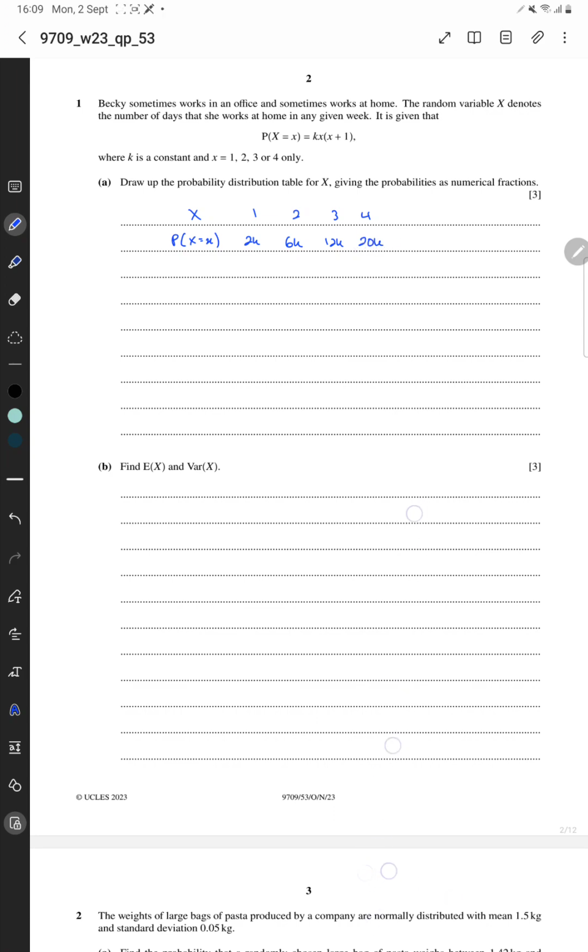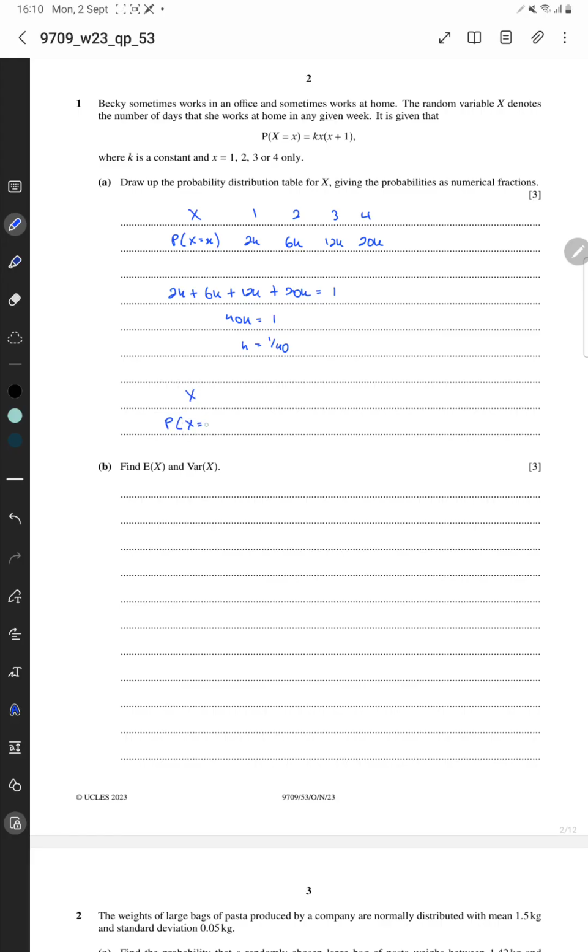Now we need to find k, and you know that the sum of these probabilities is going to be equal to 1. So therefore 2k plus 6k plus 12k plus 20k should be equal to 1. Now when you add all of these together, you'll have 40k equals 1 and k is equal to 1 over 40.